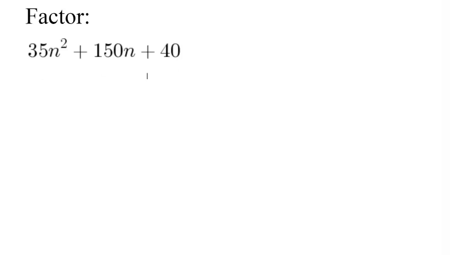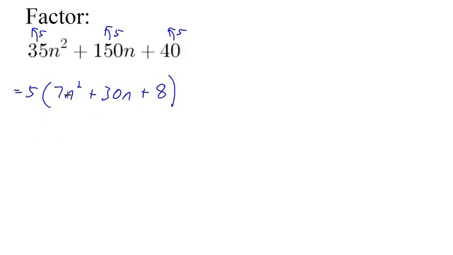Now this expression is a little bit different because there's a coefficient in front of the squared term. In that situation, the first thing we should look for is a common factor that we can factor out. In this case, there is one. We can divide each of these numbers by 5. So let's factor out that 5. I'm going to divide a 5 out of each of the three terms. 35 divided by 5 is 7. 150 divided by 5 equals 30. And 40 divided by 5 equals 8.